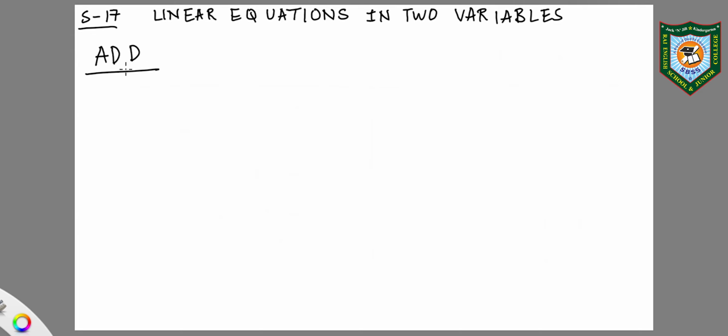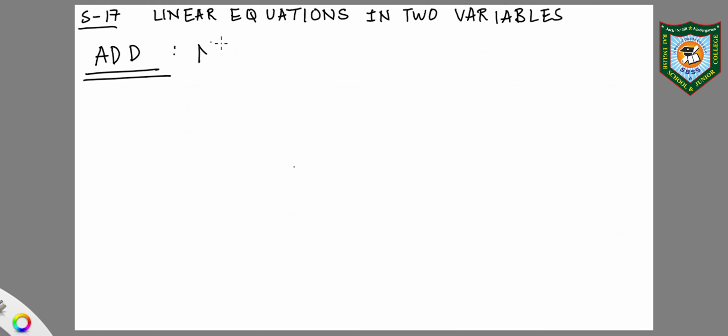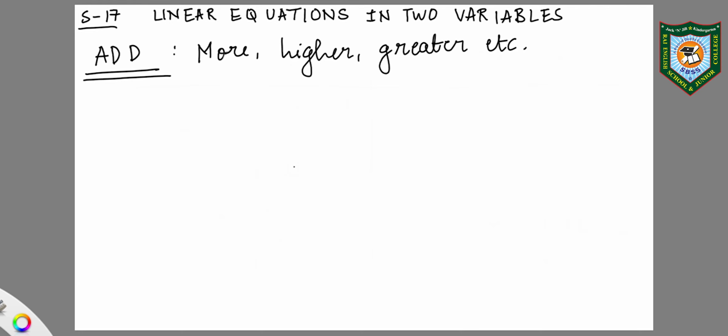Here I have terms that add. If I have more, higher, greater, and etc. All these terms help me to add. Before we understand how they help us to add, I will take an example and see.